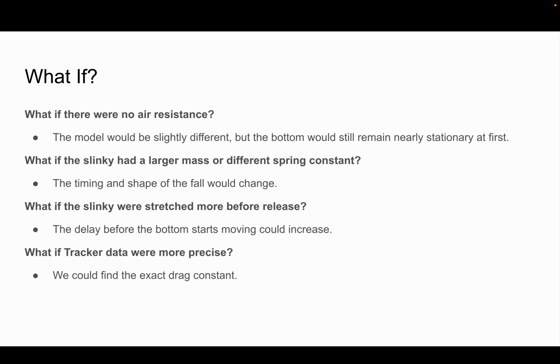And if the tracker data were more precise, if it were spot on, we'd be able to estimate a perfect exact drag constant, because at that point we just have to have a model that fits one to one. But since the data has variation, the model is going to have variation as well.